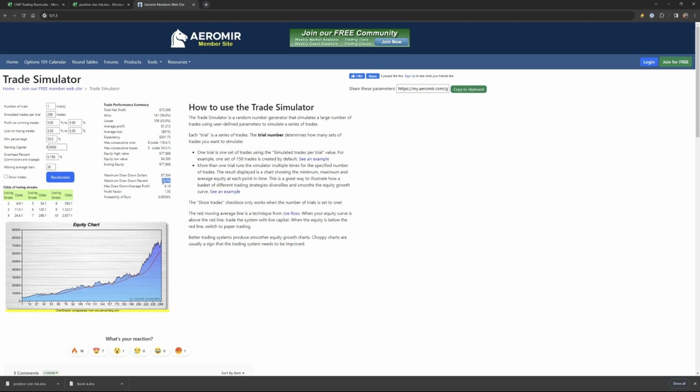That to me is not too bad. 20% drawdown is fairly manageable. You can see, look, the chart is a bit cleaner. Okay, so your chart is a lot cleaner than what we saw before. So this is what I use the trade simulator for, to crunch the numbers. And then what I would do is I'd put these numbers into my sheet.